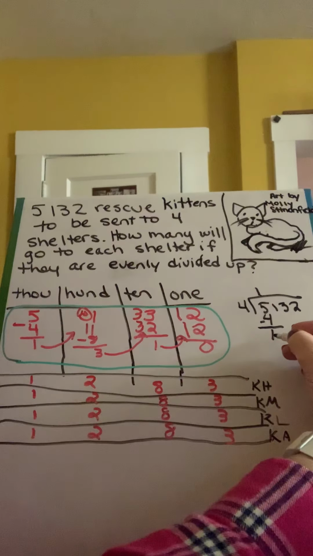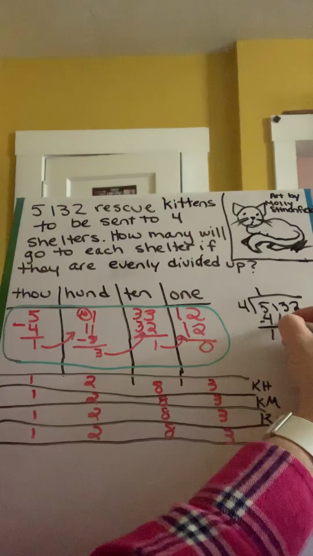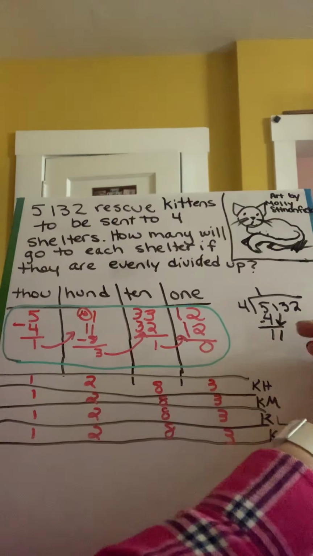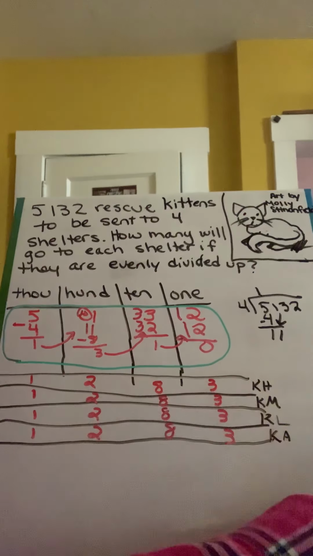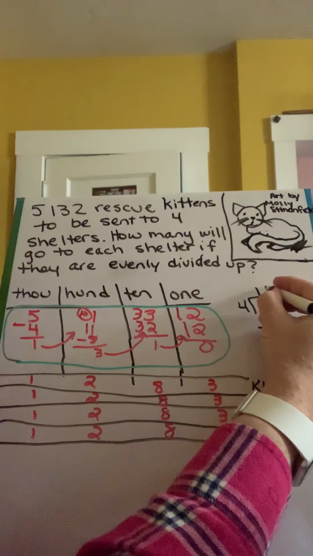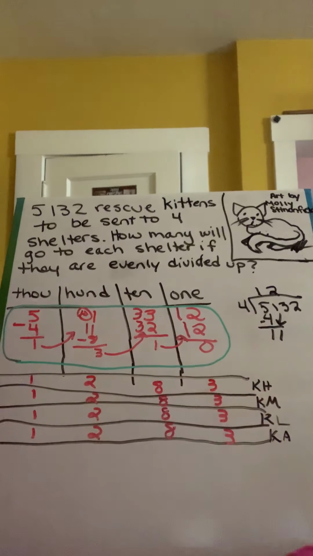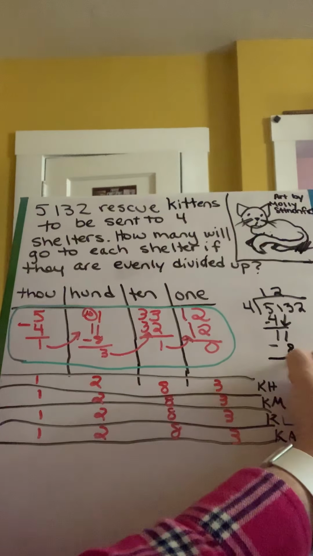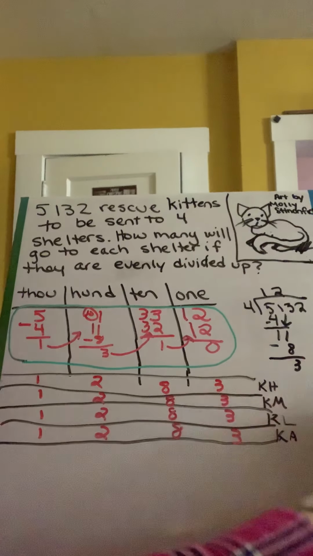So with that 1,000, we're going to regroup it, and now we'll drop this down because now we're talking about hundreds. We regrouped it into the hundreds, and now we have 11 hundreds. Okay, so we have 11 groups that we're dividing evenly among our 4 shelters. They can each get 2. If each of those 4 groups just got 2, that's 4 times 2, which is 8. 11 minus 8 is 3.